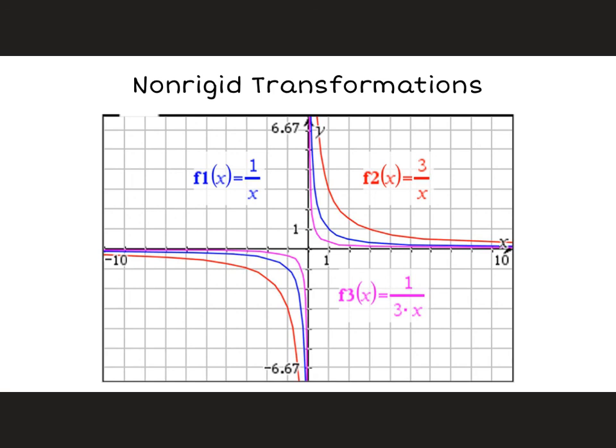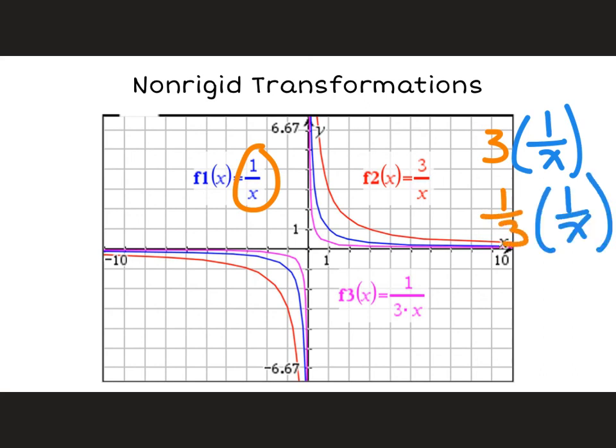Placement of numbers are very important, and it's important to know, did we multiply that original by 3? Or did we multiply it by 1/3? Because that'll give us either f of 2 or f3 that we have in red and purple.